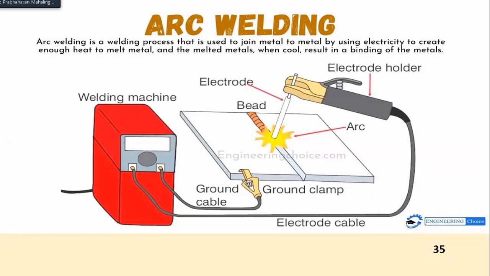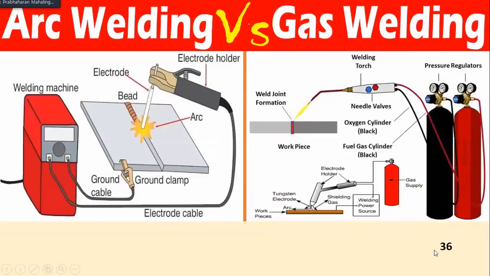So the ground cable can be utilized for connecting the circuits, right? Electric circuit. So that is the ground clamp, ground cable. So connected. Now the welding machine is working. So the ground is important. Electrode cable, arc welding and gas welding.